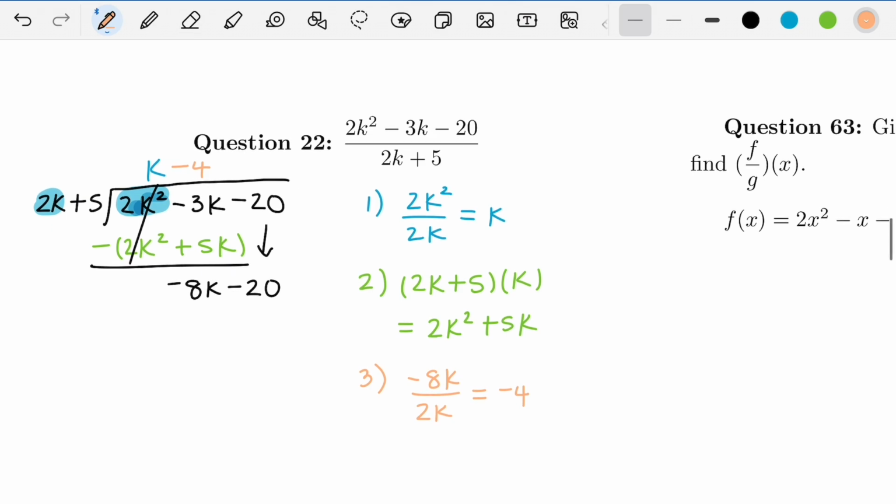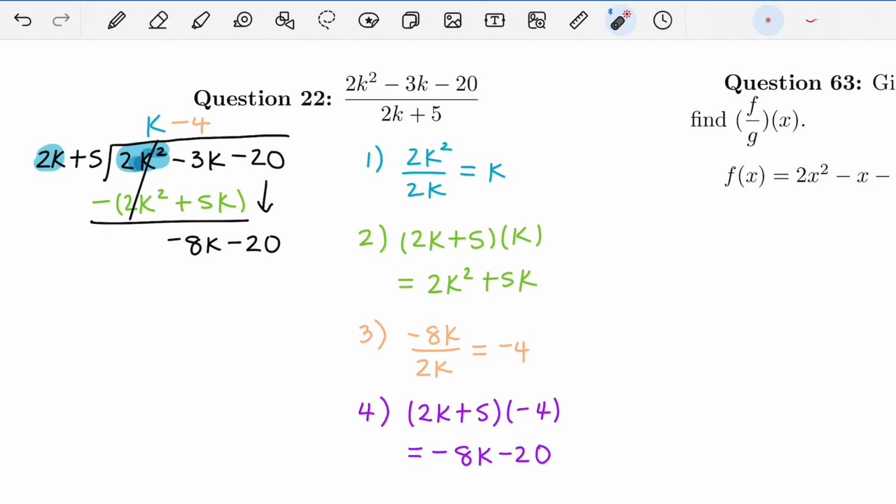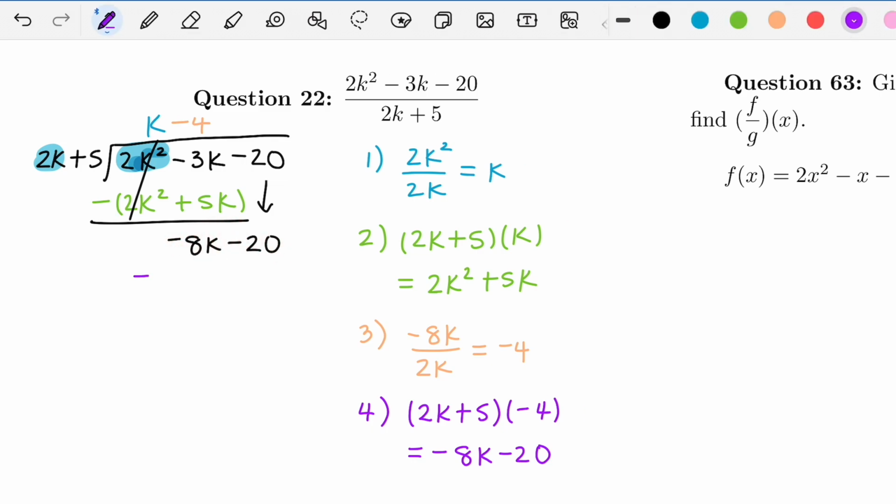Now from here, we're again going to multiply this result by our divisor. Our divisor is 2k plus 5, and we're going to multiply that by minus 4. Doing so, this is going to give us a minus 8k minus 20. And then again, what we want to do is subtract out this result from this guy here. So we're going to subtract out minus 8k minus 20.